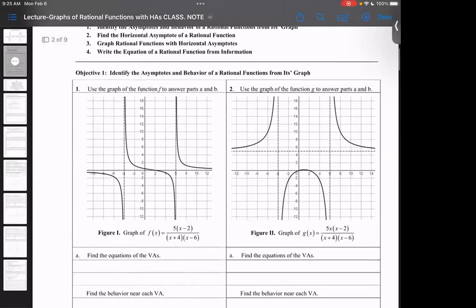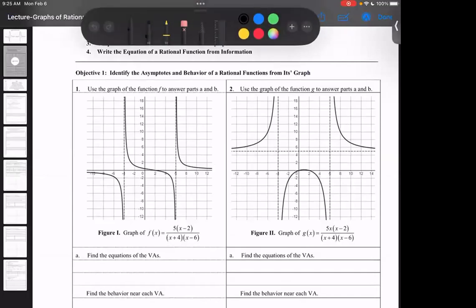So here, if you look at 1a, they say find the equation of the asymptote. Either you can eyeball the graph or you can look at the function. The function has x plus 4 and x minus 6 in the bottom. So that means I cannot take what? I cannot take negative 4 or positive 6. Right? So that will be your vertical asymptote. All you do is set them equal to 0.